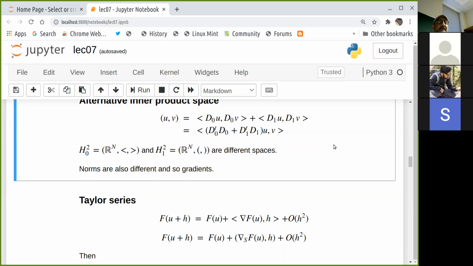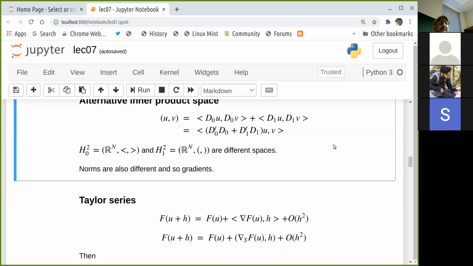So what will happen? You've got a different inner product. A different inner product means you have a different norm, and you're going to calculate different gradients. So let's see if the gradients that we calculate here are any more useful than the gradients we did last time. Last time they weren't very useful because it's a very inefficient algorithm.